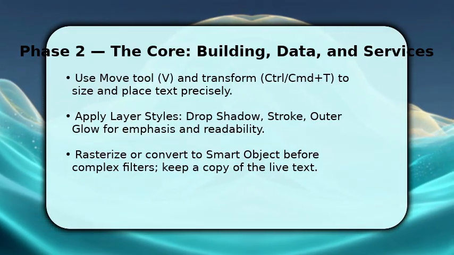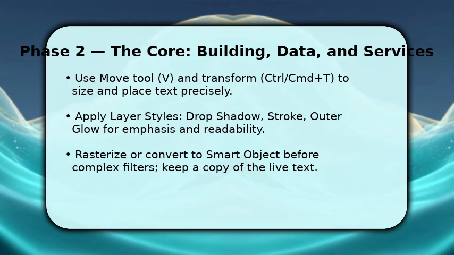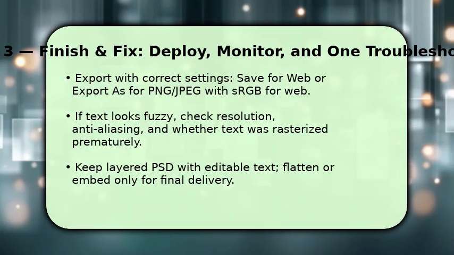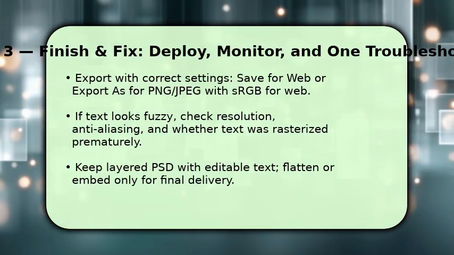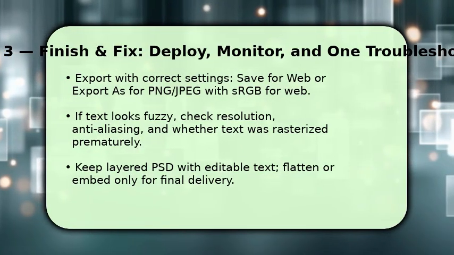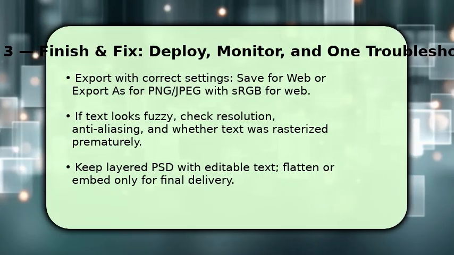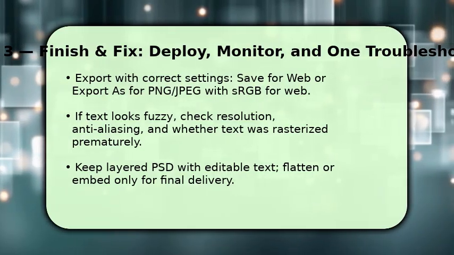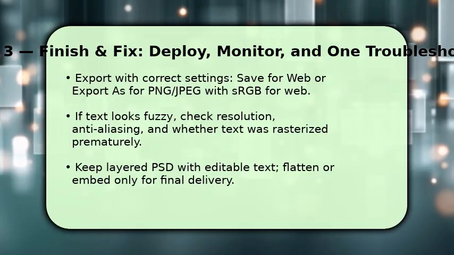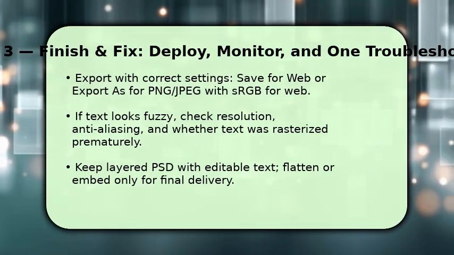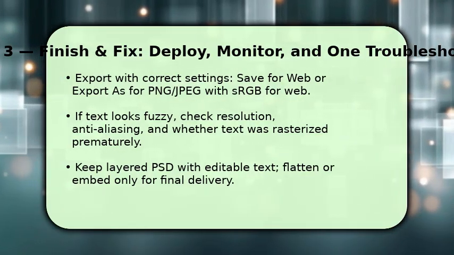You finish by exporting the image and confirming quality. Use Export As or Save for Web with sRGB for online use, and choose PNG or JPEG depending on transparency needs. If text appears fuzzy, first check document DPI and anti-aliasing settings, and verify you didn't rasterize at a smaller size. Undo to the live text if needed.